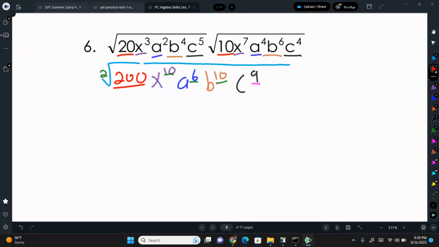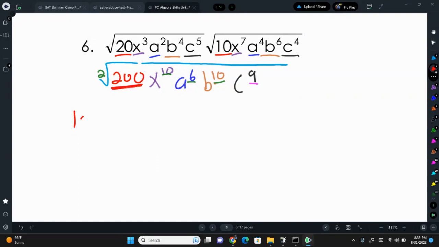So now let's actually simplify this. We know from the previous problem that the square root of 200 is 10 square root of 2. I'm going to give myself plenty of space here because we have 4 variables. Then let's work with the x.